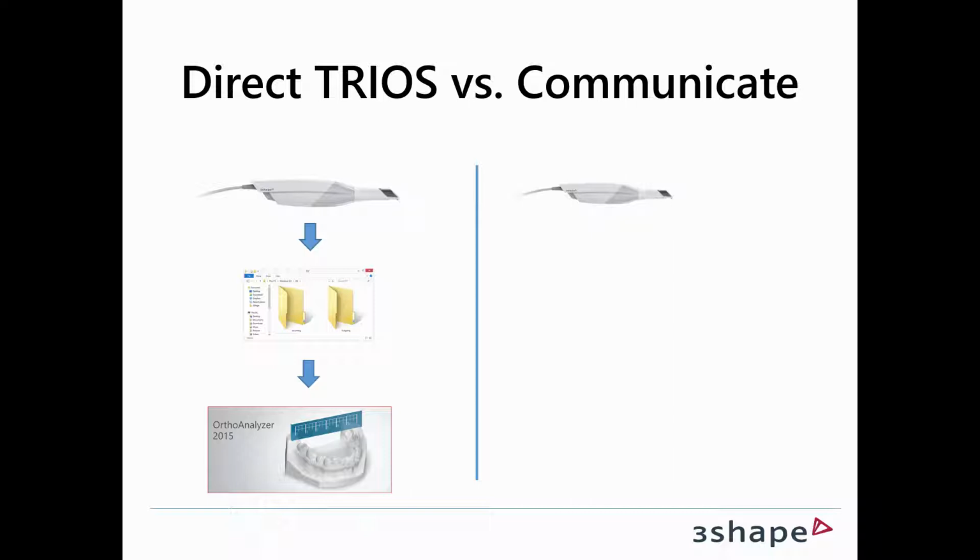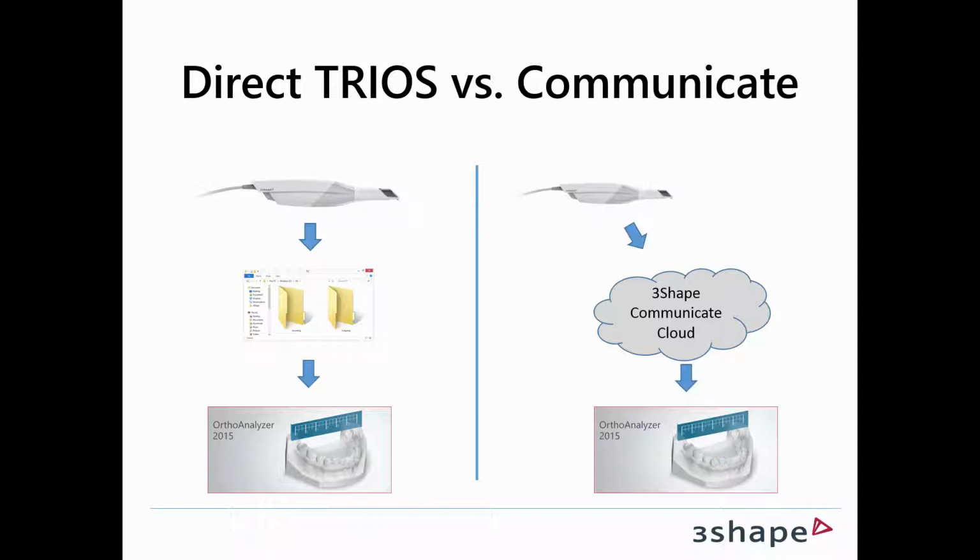In a Communicate environment, the Trias scan is being sent to the 3Shape Communicate cloud, and from there the 3Shape Ortho system picks up those scans. There are quite a few advantages to doing it in the cloud, and one of them is that once you have connected the Ortho system to the cloud, you can also receive scans and cases from other 3Shape users that you're connected with. But still, let's have a look at how it's configured in the patient browser.